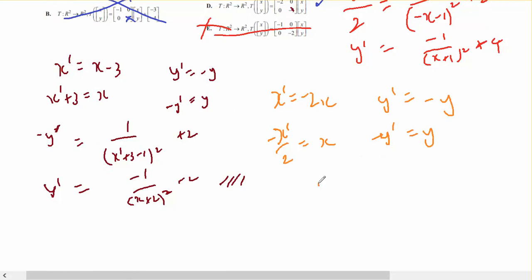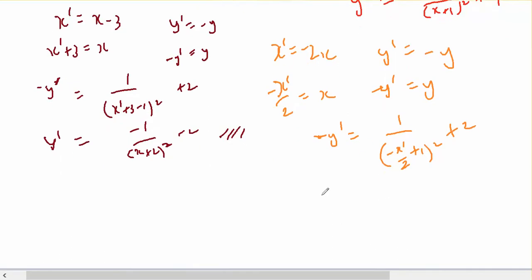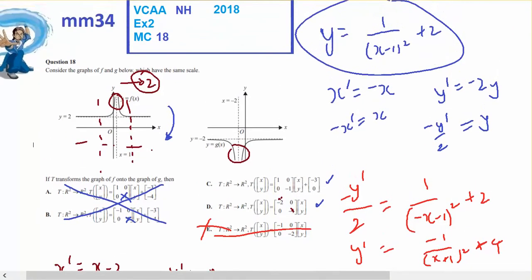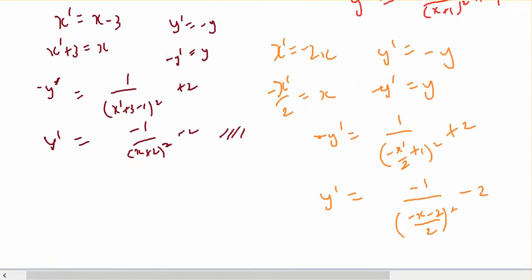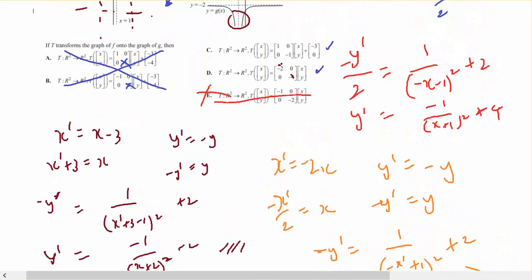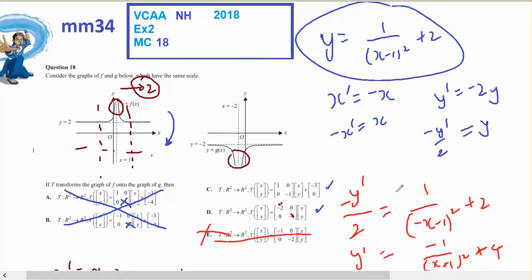Multiplying out and substituting, I would get minus y dash equals 1 on top of minus x dash on 2 plus 1 squared plus 2. When the negative comes across, I've got y dash equals negative 1 on top of minus x on 2, and my original got minus 1, so it's minus 2 on 2 all squared, and that would end up being negative 4 on top of x plus 2 all squared minus 2, and I like that. I'm going for D because of the dilation, but I think that C also puts the asymptotes in the right spots.